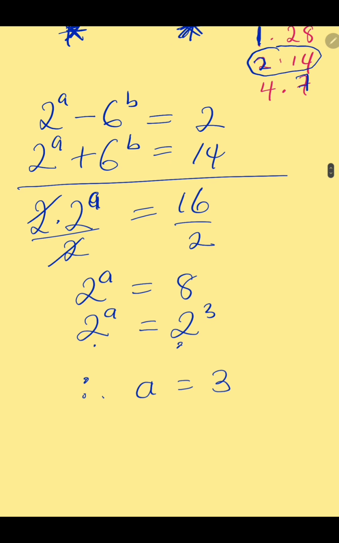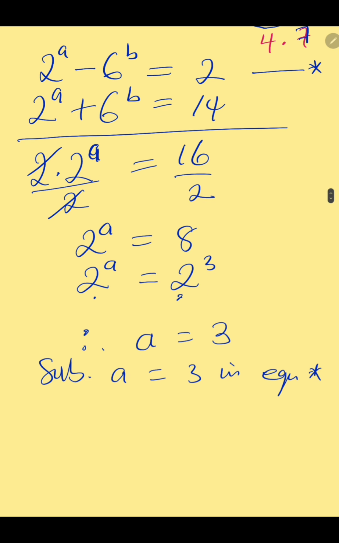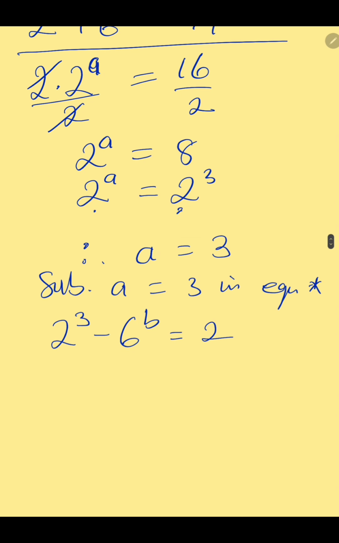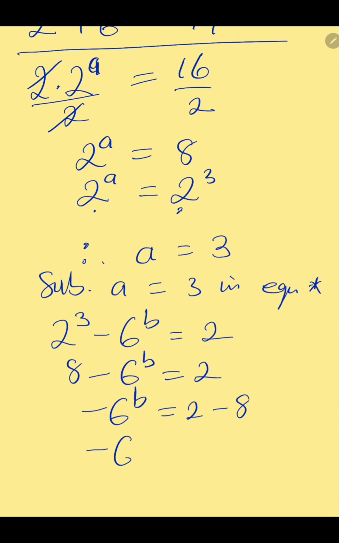Now we've gotten a as 3. To get b, you can substitute a equal to 3 in equation star. Let's say this is now equation star. So what it will now be is 2 to the power of 3 minus 6^b, everything is equal to 2. 2^3 is 8, minus 6^b equals 2. So minus 6^b is equal to 2 minus 8. Minus 6^b is equal to minus 6.